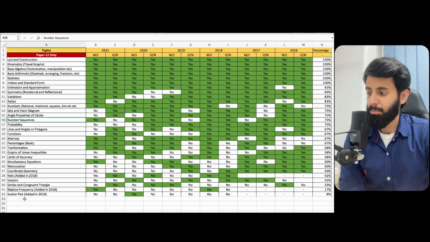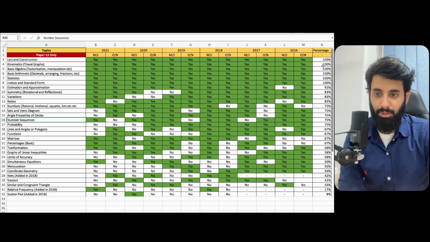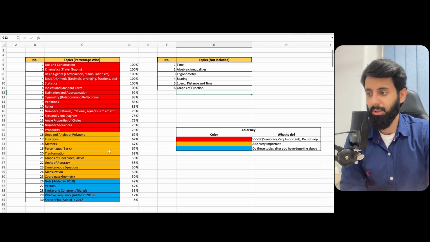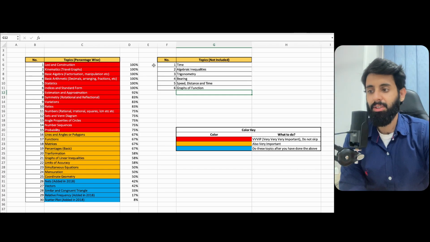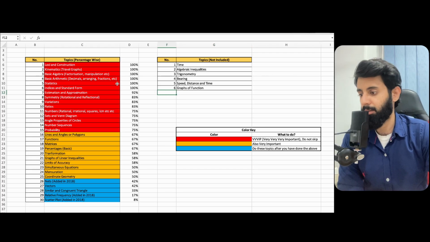All these topics, you can see that I've listed whether they have come or not, and I've also written a percentage. This, by the way, is in descending order. To help you out even further, I've listed all the topics here and color-coded them. Bear in mind that I haven't included all the topics. There are some that were in the exam, but since they weren't so consistent, I haven't taken those into consideration. If you think I've missed a topic, feel free to let me know in the comment section.